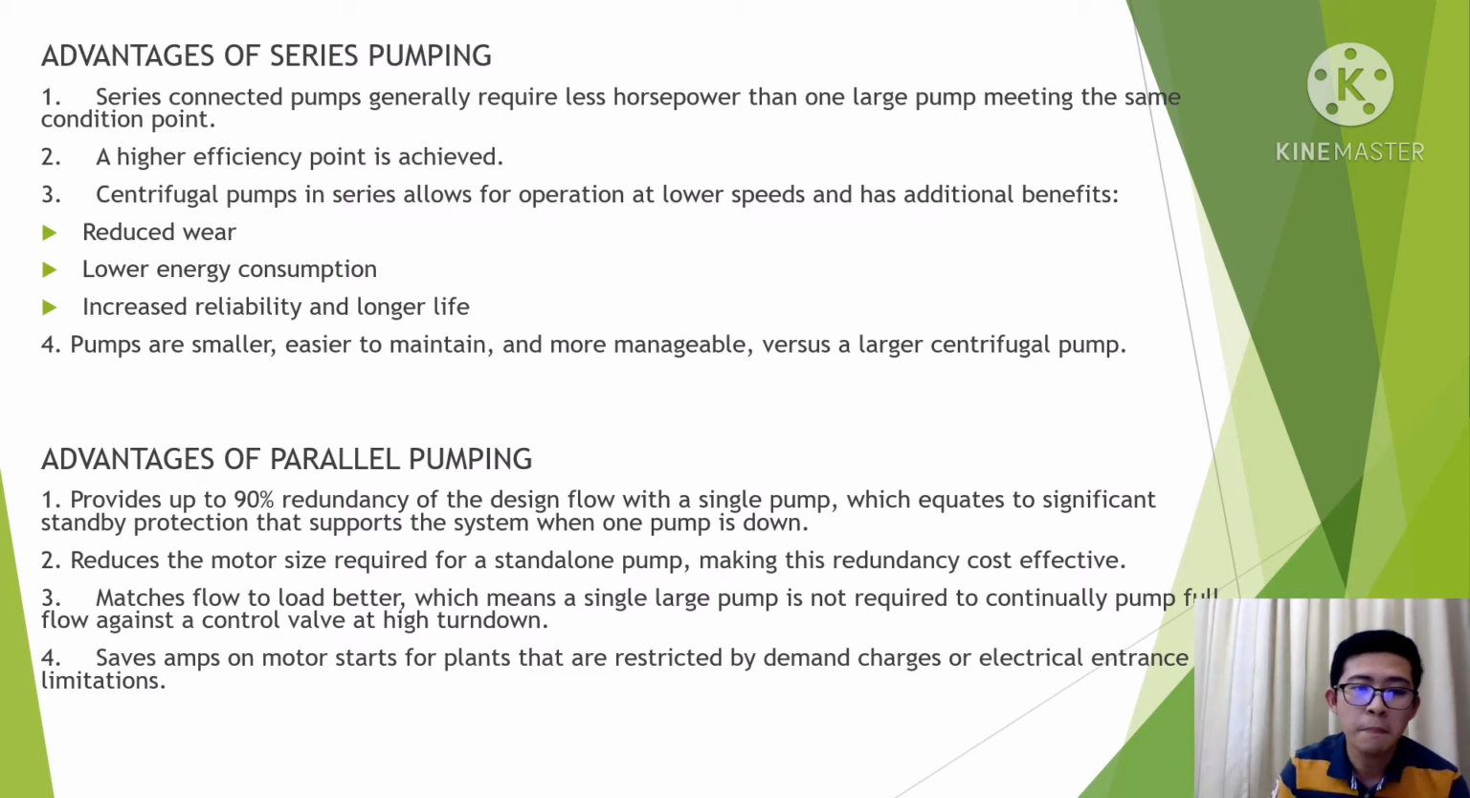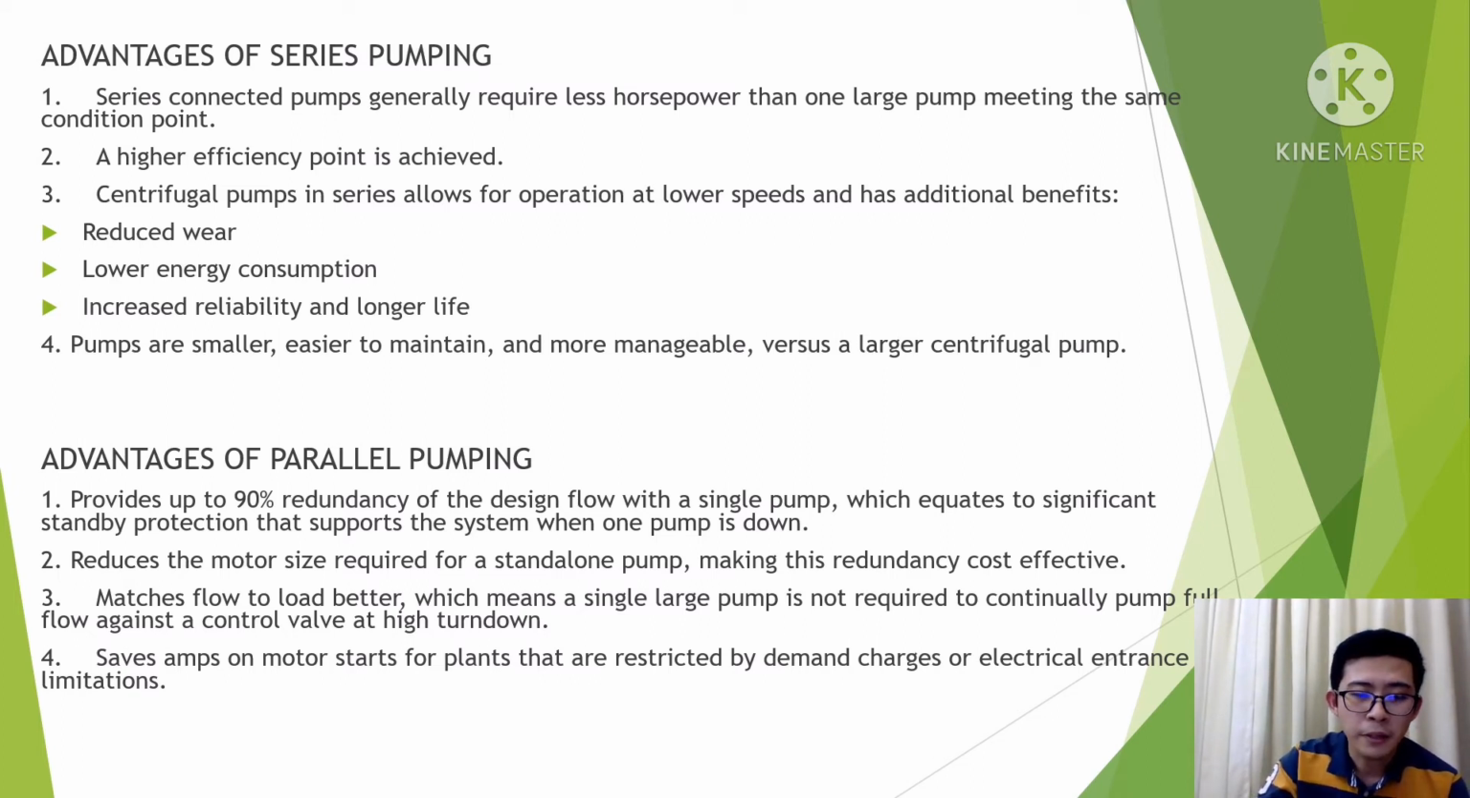When we come to series pumping, series connected pumps generally require less horsepower than one large pump meeting the same condition point, and it can also achieve a higher efficiency point. Centrifugal pumps in series allow for operation at lower speeds and have additional benefits like reduced wear, lower energy consumption, increased reliability and longer life. Pumps are also smaller, easier to maintain and more manageable versus a larger centrifugal pump.